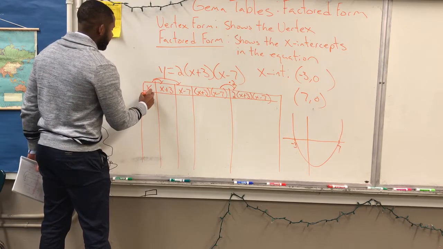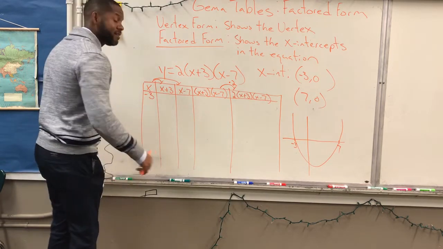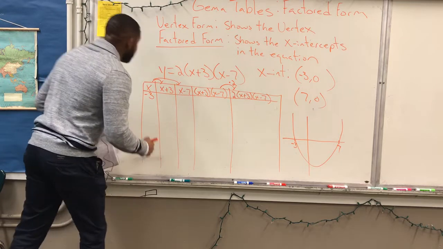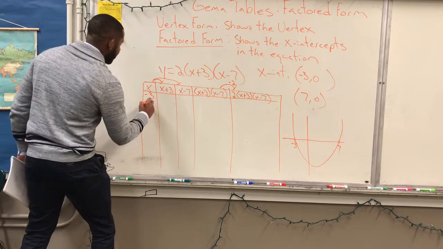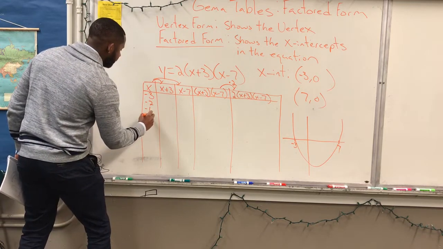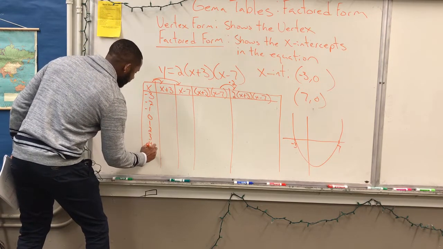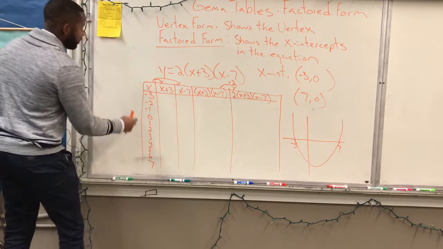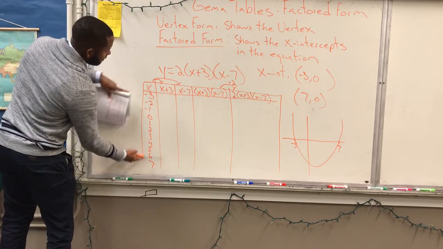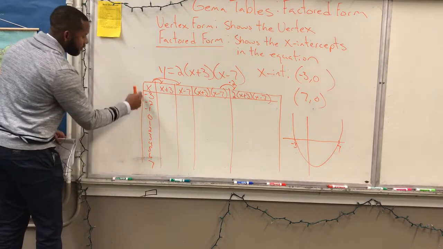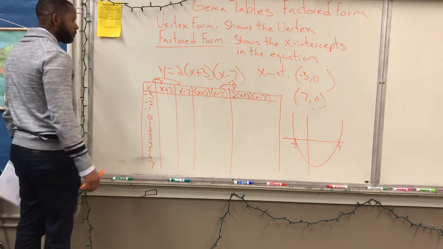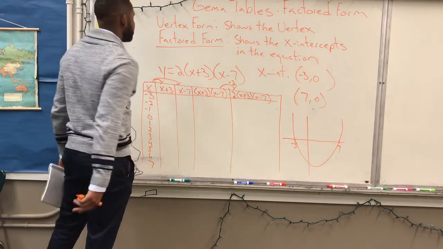So I know one of them is at -3. And then, trust me on this one, it's going to help you. I'm going to count all the way to the 7. So I got -2, -1, 0, 1, 2, 3, 4, 5, 6, and 7. So I see my two intercepts. And the reason why this is important is because I'll find my vertex in the middle. Okay? So now I'm going to start to fill these out.